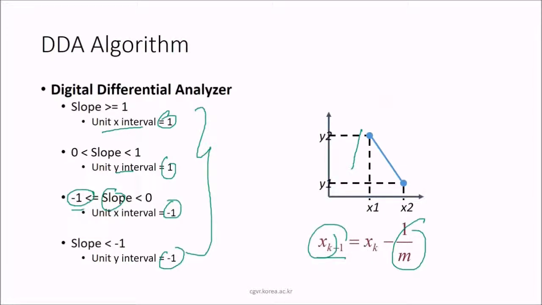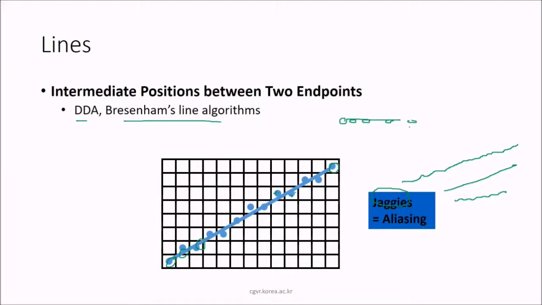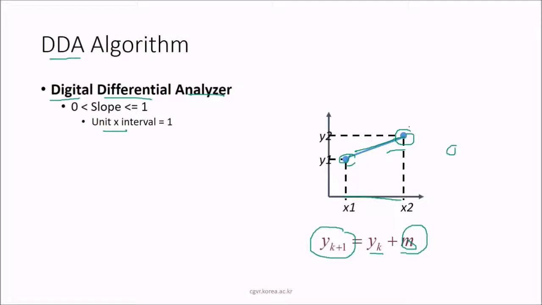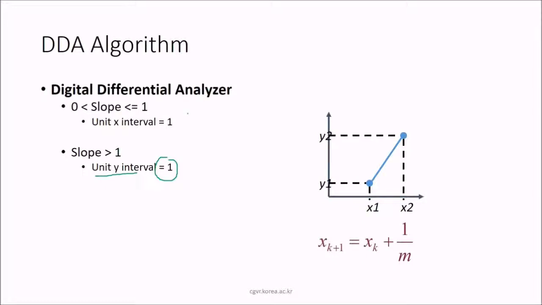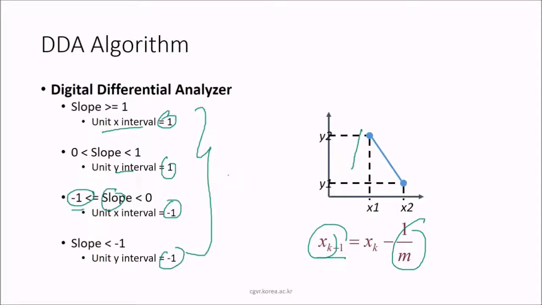So these are the three or four methods I showed you for the digital differential analyzer. If the slope is just between 0 and -1, then we use this. If these two hold, we use this. If these three hold, we use this. If these four hold, we use this, right?